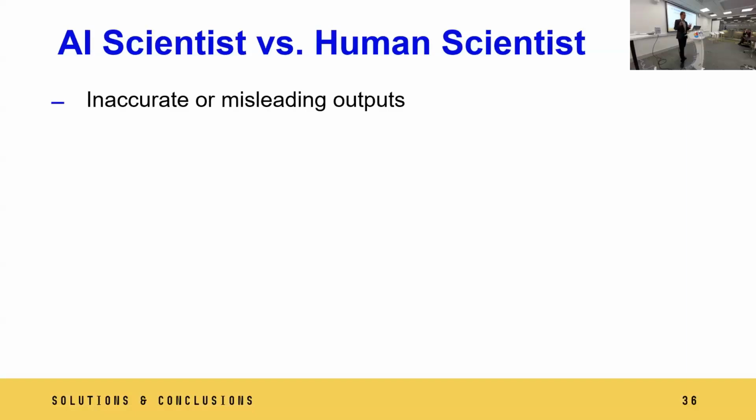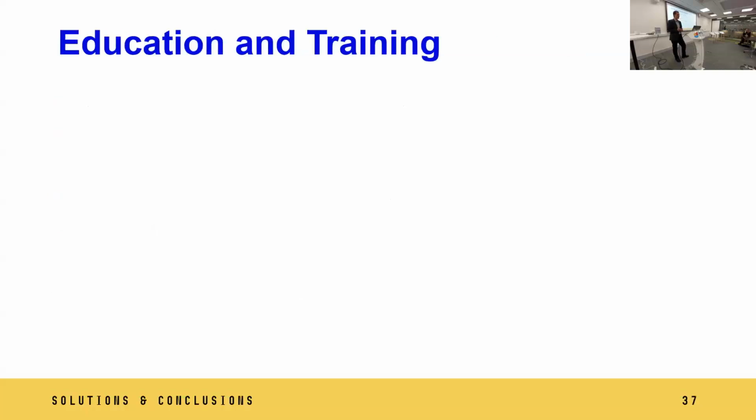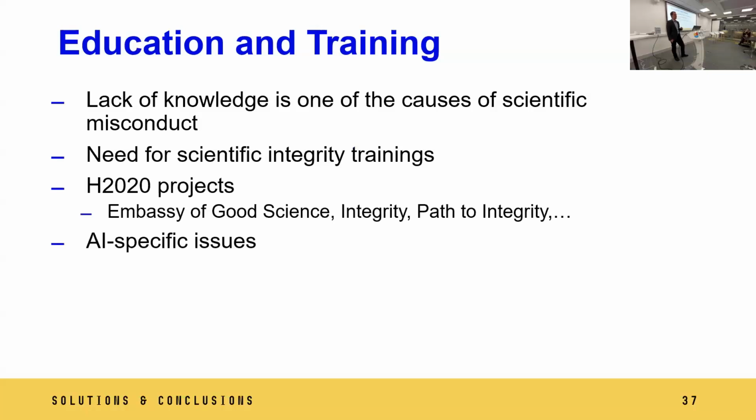But it's mostly the same as with human scientists. Human scientists also produce inaccurate and misleading outputs. Humans are also biased. So the need for thorough checking and verification of outputs is there, no matter if it was produced by AI or people. It maybe creates more need for education and training. We know that lack of knowledge is one of the causes of scientific misconduct. So there is a need for scientific integrity trainings.